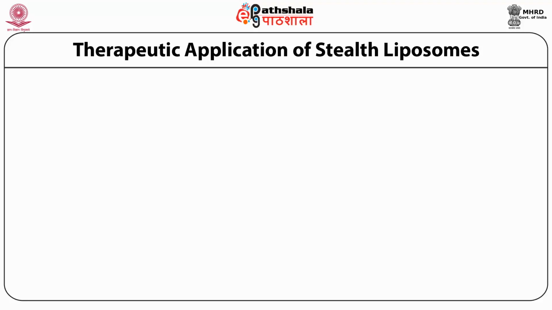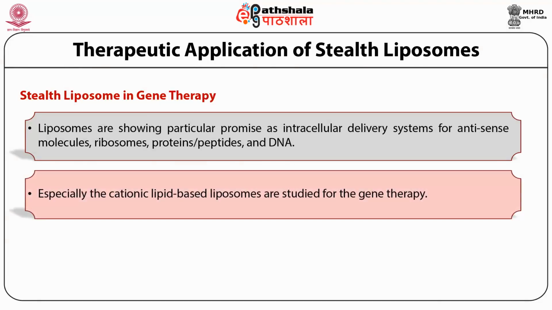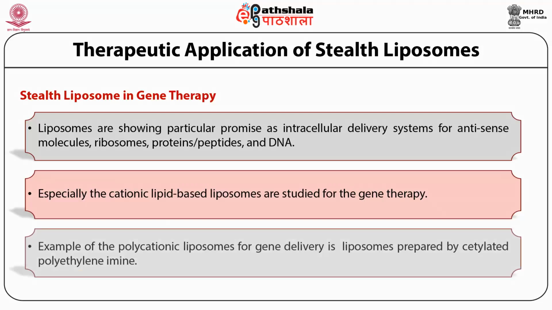Therapeutic applications of stealth liposomes. Stealth liposomes in gene therapy. Liposomes are showing particular promise as an intracellular delivery system for antisense molecules, ribozymes, proteins and peptides, and DNA. Especially the cationic lipid-based liposomes are studied for gene therapy. An example of polycationic liposomes for gene delivery is liposomes prepared with cetylated polyethylenimine.